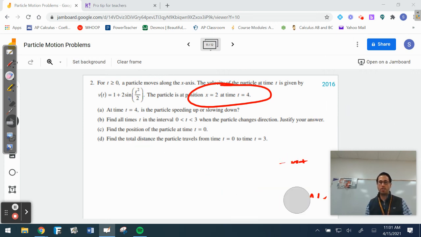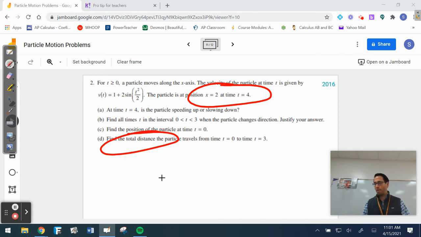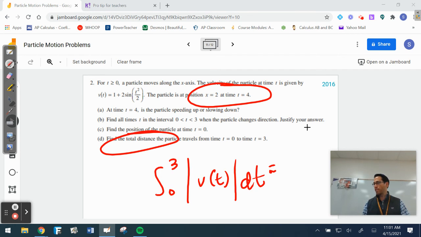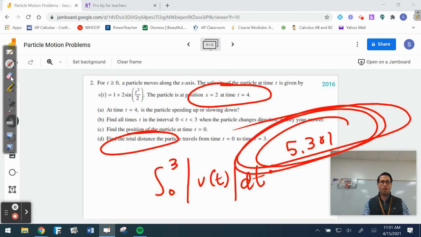And then last but not least, should be the easiest one on here. I really hope so. It says total distance of the particle, which is simply from 0 to 3. Just don't forget that absolute value symbol. And if you do it, you get 2 points. If you get 5.301, donezo.